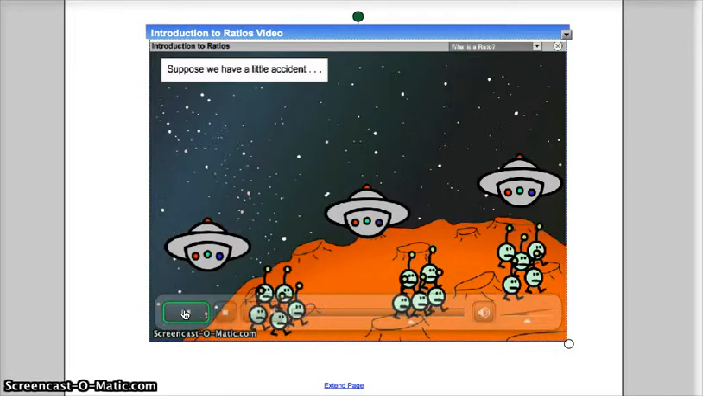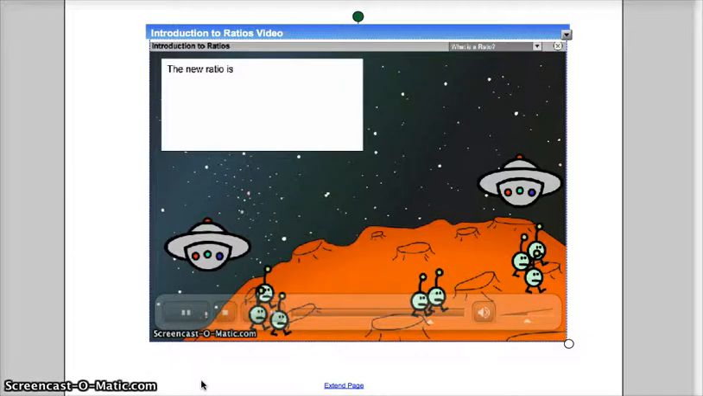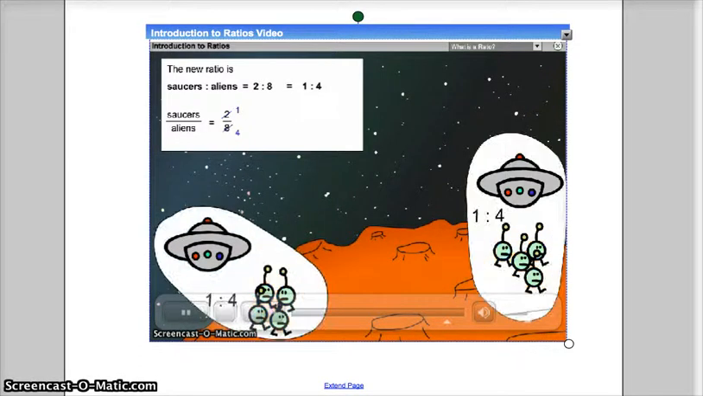Suppose we have a little accident. One saucer has blown up and a few of our aliens have been zapped away. Now, we have only 2 saucers and 8 aliens left over. The new ratio is saucers to aliens equals 2 to 8. This is equivalent to 1 to 4. Now, we have only 4 aliens to each saucer, so we have a new ratio.